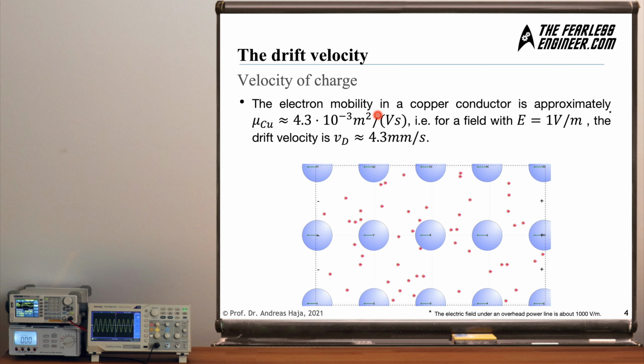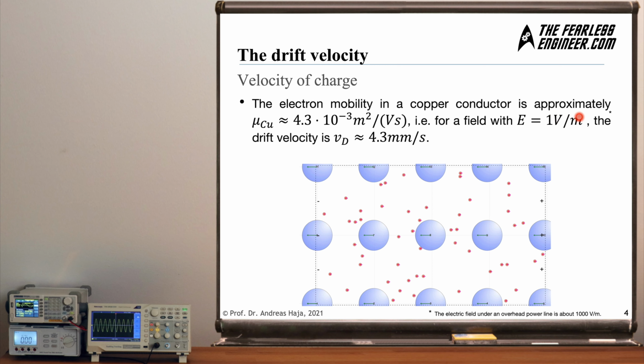So if we combine the two, we cancel out the volt and we cancel out 1 meter, and the drift velocity here in this case is approximately 4.3 millimeters per second. So millimeter is the unit here, which is really slow. If you take an individual electron, it will move at a higher speed, but if you look at the whole electron cloud, you will find that it moves along with a very slow speed of only about half a centimeter per second.